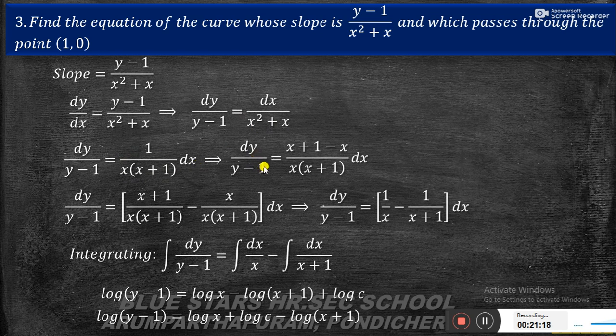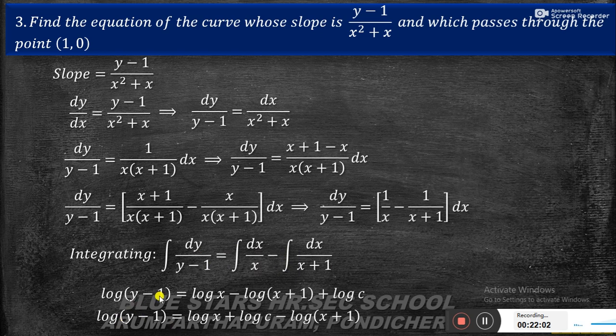Therefore dy by y minus 1 equals, in the numerator I add and subtract x, that means x plus x minus x, so I write x plus 1 minus x. So x plus 1 by x into x plus 1, minus x by x into x plus 1, into dx. Which implies dy by y minus 1 equals, x plus 1 cancels, 1 by x, minus x cancels, 1 by x plus 1, into dx. In the next step, I integrate on both sides: integral dy by y minus 1 equals integral dx by x minus integral dx by x plus 1.